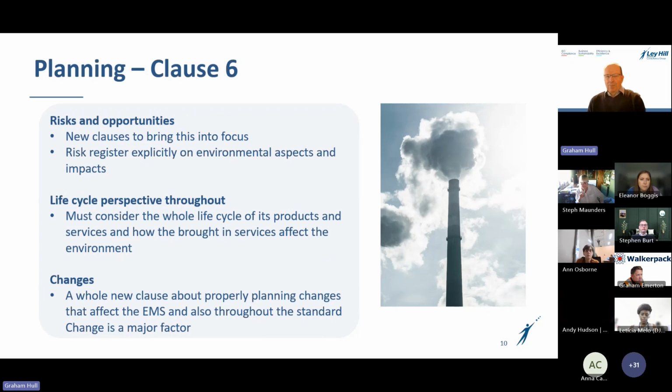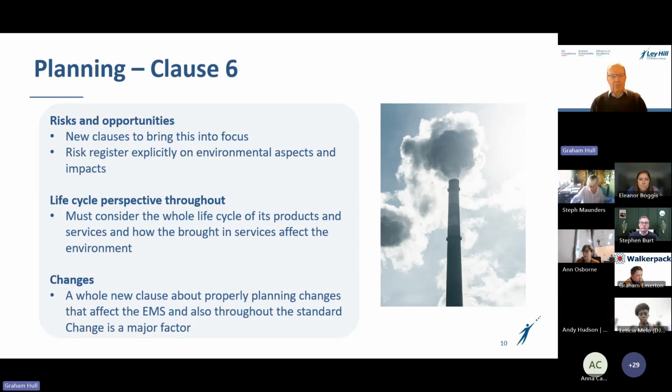Clause 6, planning, is probably the one area that's got the most changes. And that's relevant, I think, to the idea that organisations really need to think about this rather than just ticking boxes, which has happened in the past. There's a lot more on risk and opportunity in this standard. So it's really making sure that people can focus on what are the risks of the things we are doing to the environment and what are the opportunities.